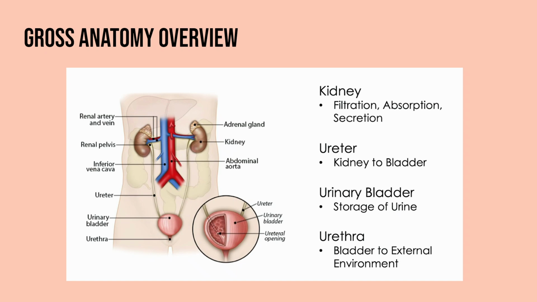So zooming out on this whole system, you have the kidneys that then run the filtrate through ureters to the urinary bladder where the urine is stored. And then you have the urethra, which then takes the urine out of the body.